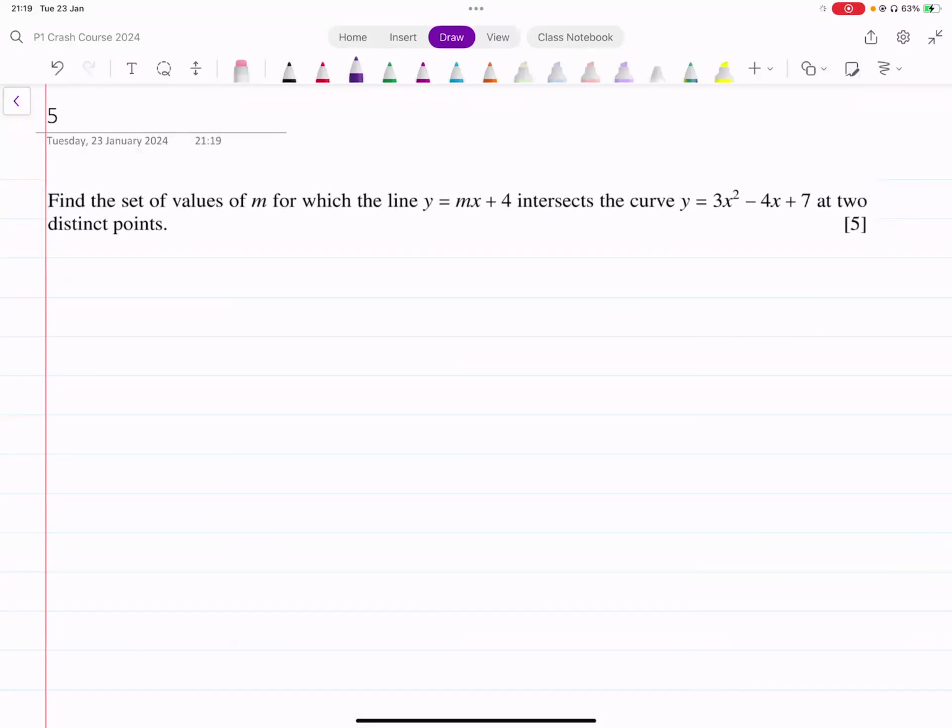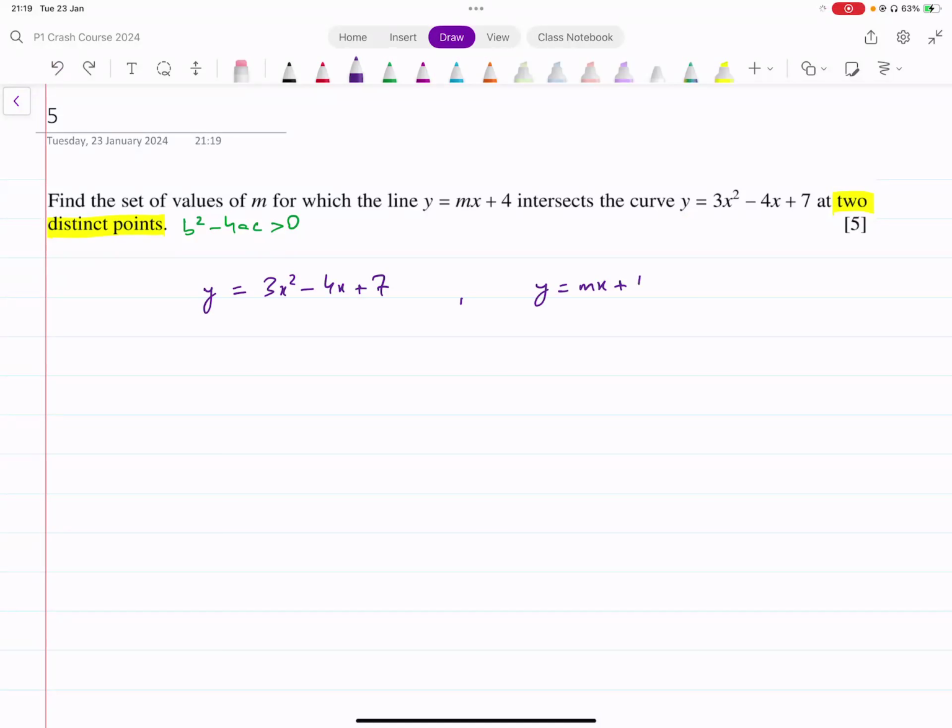It says find the set of values of m for which this line intersects this curve at 2 distinct points. Does that remind you of something? Intersect at 2 distinct points. That means b squared minus 4ac is greater than 0, right? If there are 2 distinct solutions, b squared minus 4ac is supposed to be greater than 0. That's what we have to use. Now we have a curve: y equals 3x squared minus 4x plus 7. And the line is y equals mx plus 4.